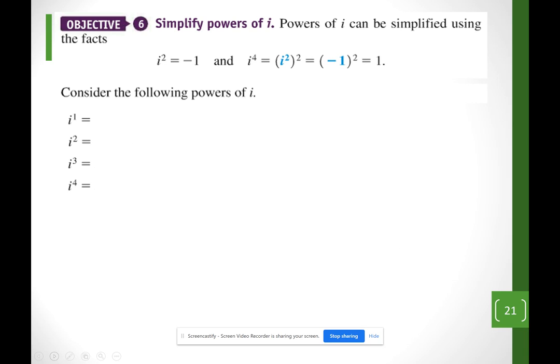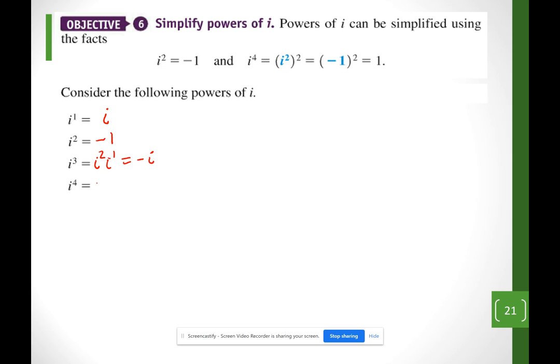Now, consider the following cases. i to the 1, just one i, I'm just going to call that i. i squared, we said that is -1. Now, i to the 3rd is broken down as i squared times i to the 1. I know what i squared is, and I know what i to the 1 is. So that gives me -i.